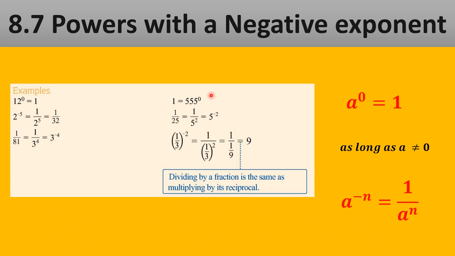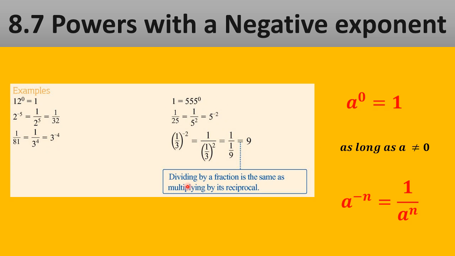For example, I find this a very strange example, but indeed 1 is 554 to the power of 0. Yeah, that's true. It's also 2 to the power of 0. It's also 9 to the power of 0. It's also 1 divided by 1. I mean, yeah, it's an example. It's okay.